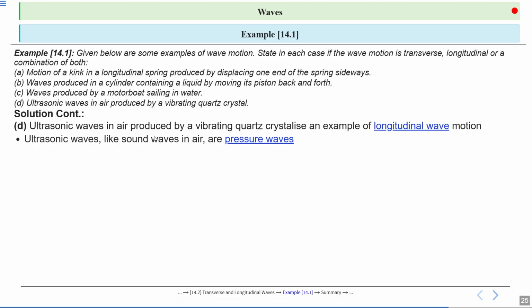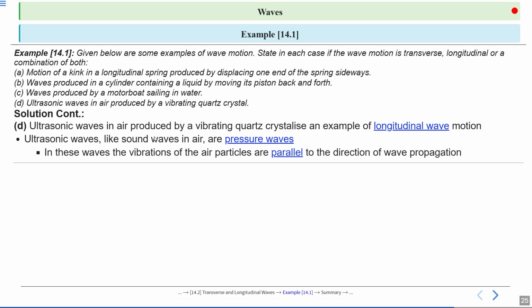Ultrasonic waves, just like ordinary sound waves, are pressure waves. This means they travel by creating regions of high and low pressure as they move through the air. The energy is carried by these pressure changes, not by the movement of air from one place to another. In longitudinal waves like these, the air particles vibrate parallel to the direction the wave moves. So if the wave is moving to the right, the air particles also move back and forth to the right and left. This is different from transverse waves where the vibrations are at right angles to the direction of travel.